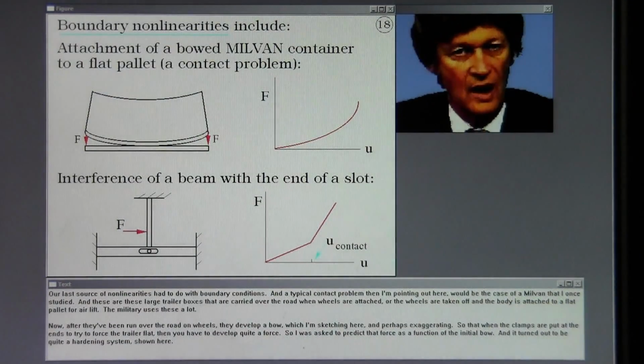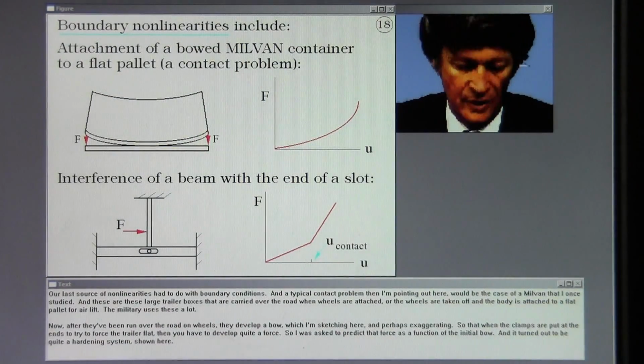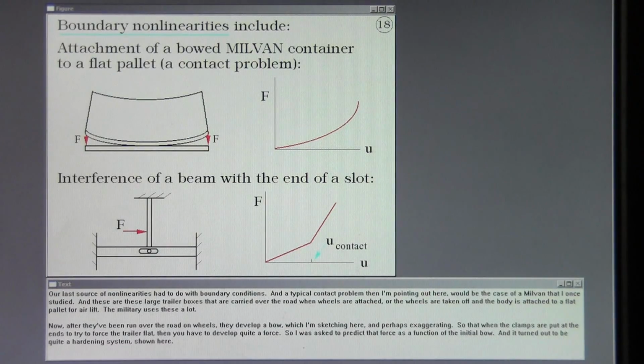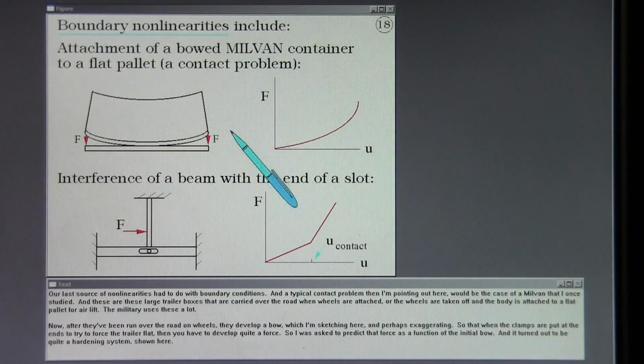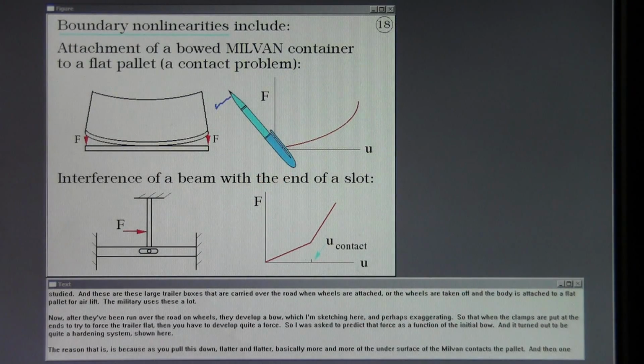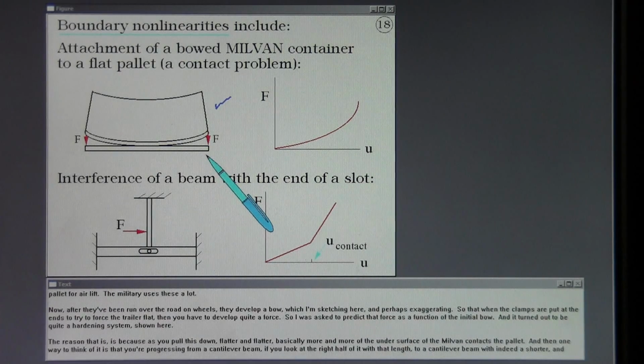Our last source of nonlinearities had to do with boundary conditions. And a typical contact problem that I'm pointing out here would be the case of a mill van that I once studied. And these are these large trailer boxes that are carried over the road when wheels are attached, or the wheels are taken off and the body is attached to a flat pallet for airlift. The military uses these a lot.